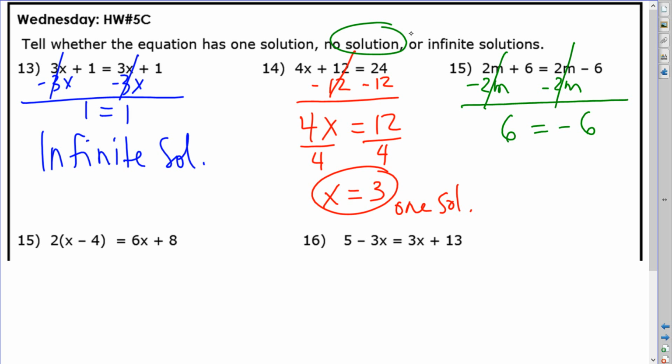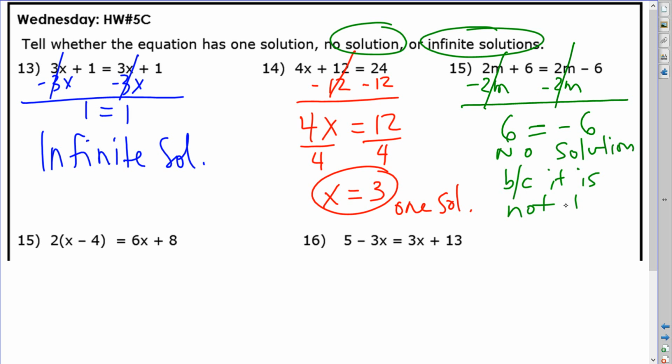So that means I have one of these special cases. And since this statement is not true, it does not have a solution. No solution because it is not true. But the only reason I can say that it's not true, just like this here, they don't match either, but this one has no variable anymore. That's why it's no solution.